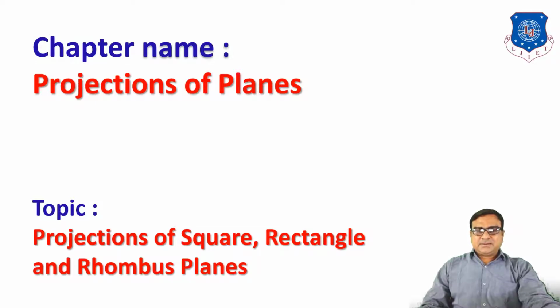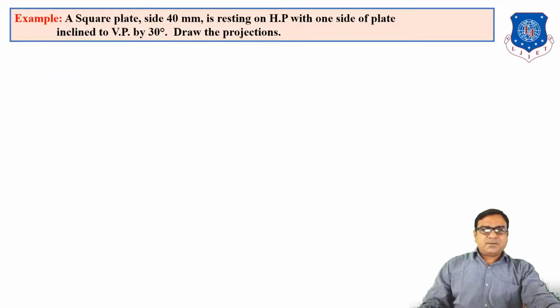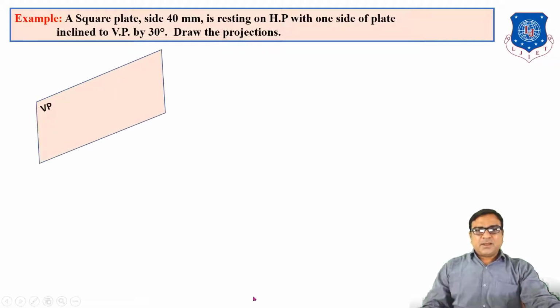Today we will study the projections of square, rectangle and rhombus planes. Our first problem or first example is regarding a square plate. So the problem is like this. A square plate of side 40 mm is resting on HP with one side of the plate inclined to VP by 30 degree. Draw the projections. So here in the 3D representation, we have the horizontal plane, vertical plane, XY line, first quadrant.